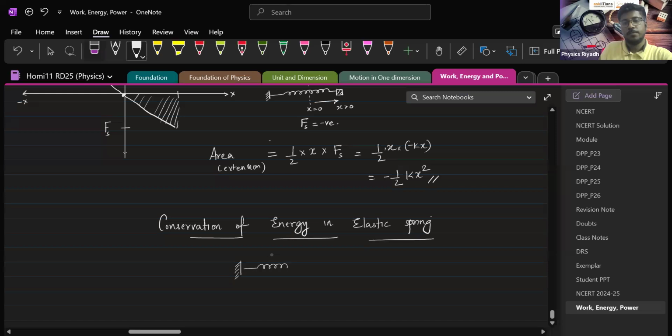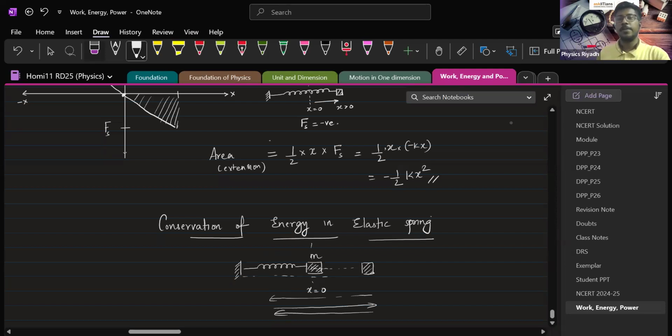Suppose I have a spring with this as the mean position, mass m, x equal to 0. Suppose I'm stretching it to this position and I'm leaving it. What happens when I leave it? The block will go to the other side, then come back to the right, then to the left. This process continues if there are no dissipative forces.